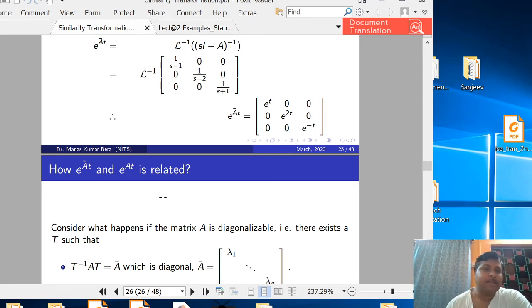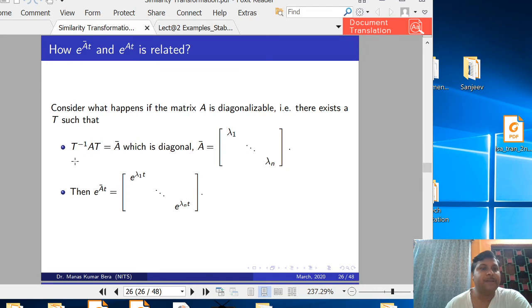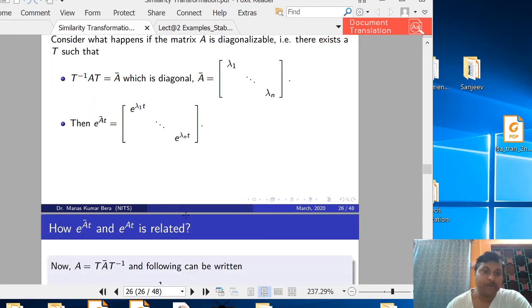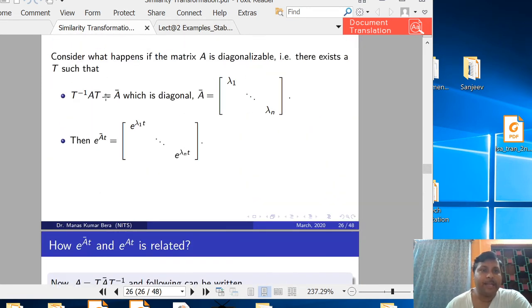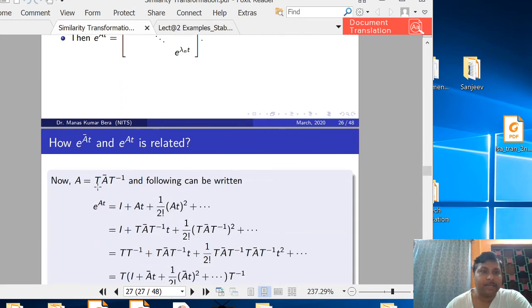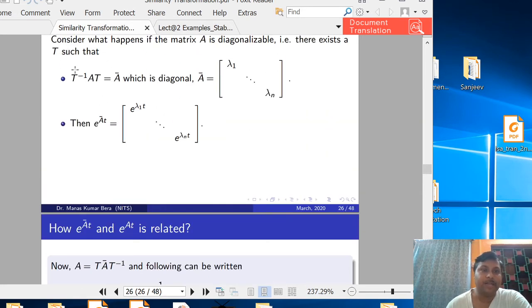To understand that, it is very easy. You see how you have calculated A bar, T inverse A T, where A bar is diagonal. If A bar is diagonal, then e to the power A bar t is easy to calculate, simply e to the power lambda 1 t up to e to the power lambda n t. Now, how is A related? We can write T A bar T inverse with this relation. You see, this is the relation we got.